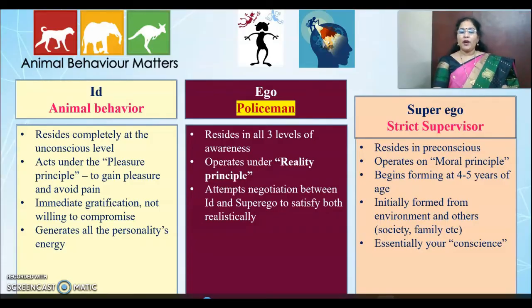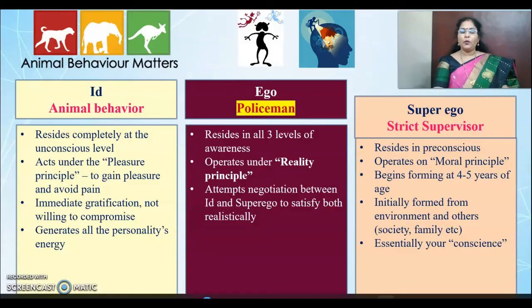The moral value starts at the age of 4 or 5. So we are told what to do, what not to do. Initially formed from the environment and others, especially from the family, society, etc. And essentially we would become conscious of doing what. So the morality behavior will lead us to walk in the right path.